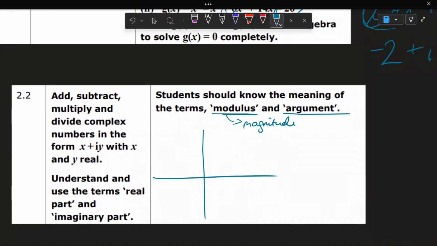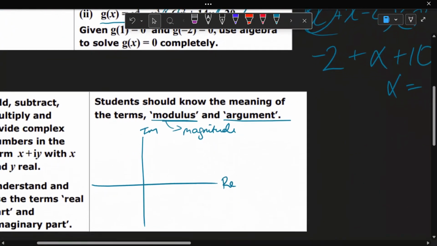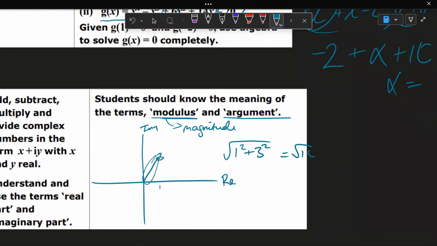So if we had this on a graph, this is the real axis, the imaginary axis. Let's use our example before, which is 1 plus 3i. So this is our complex number. Our magnitude would be this distance, so that would be 1 squared plus 3 squared, root 10.